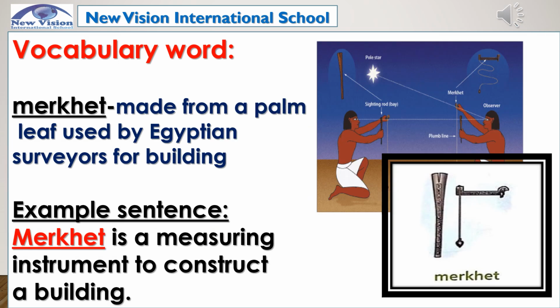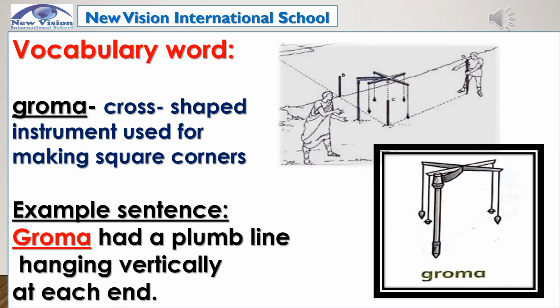Mercat. It's made from a palm leaf used by Egyptian surveyors for building. Example sentence: Mercat is a measuring instrument to construct a building. Groma. It's a cross-shaped instrument used for making square corners. Example sentence: Groma had a plumb line hanging vertically at each end.